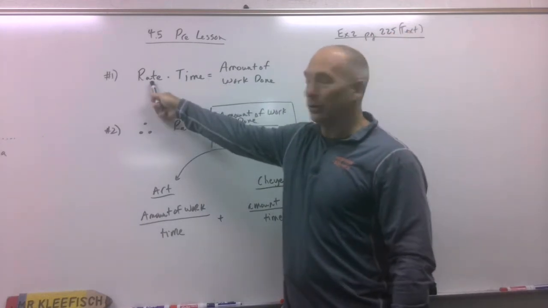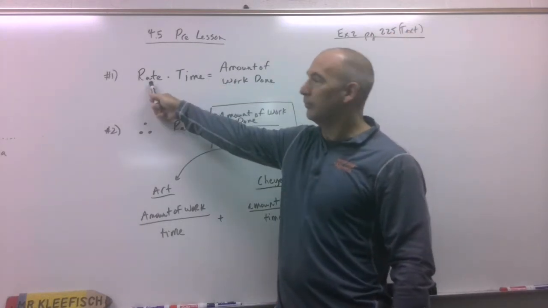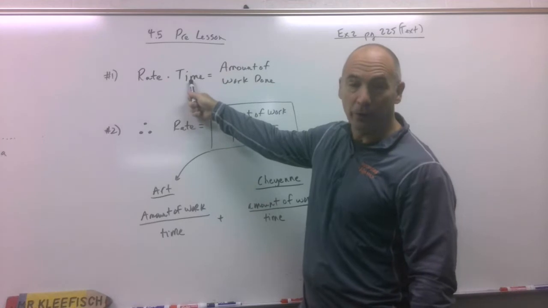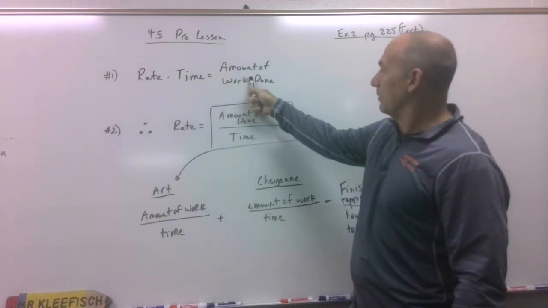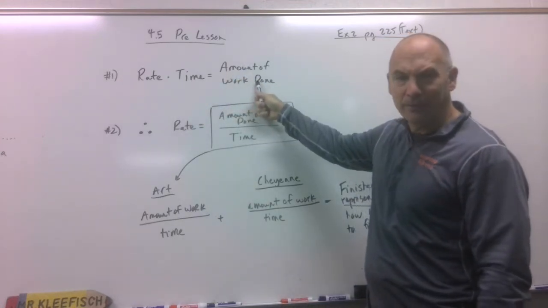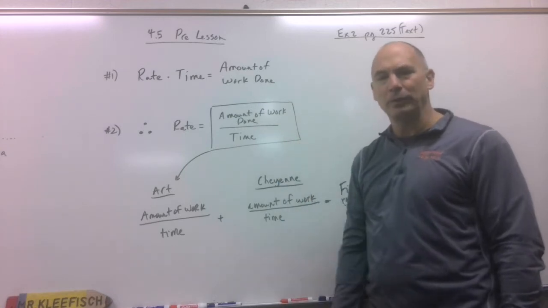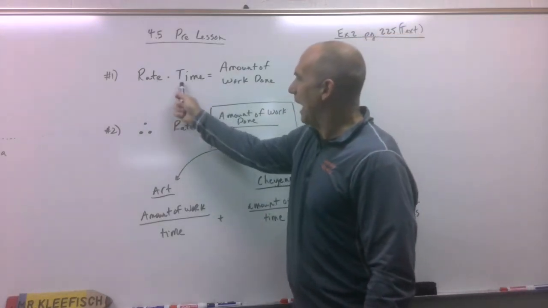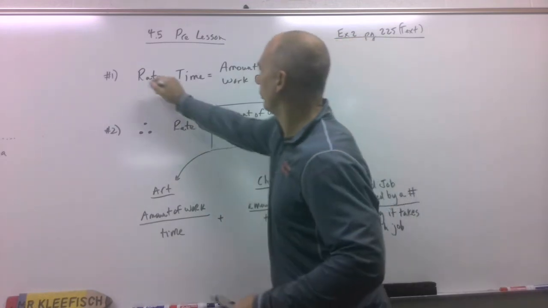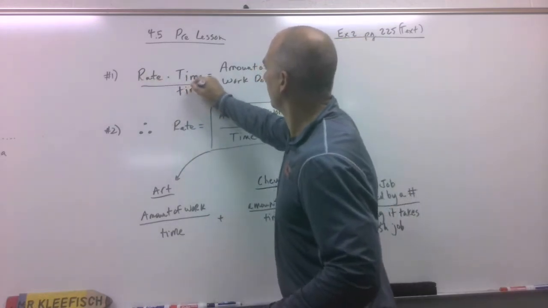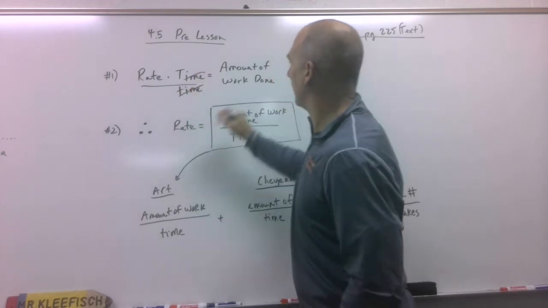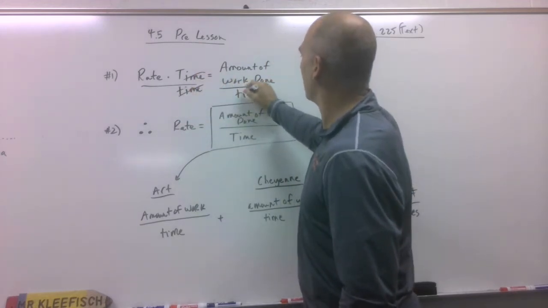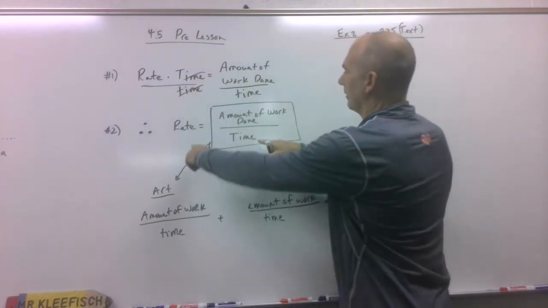The rate at which somebody works times the time they work is going to equal the amount of work they get done. Now, there's some interesting things that happen with this formula. So if we divided this side by time, so I'll just show you, they would cancel, and then I divide this side by time, I would get this brand new formula.